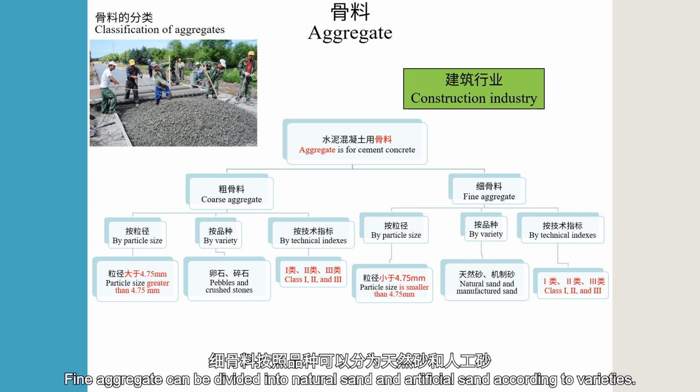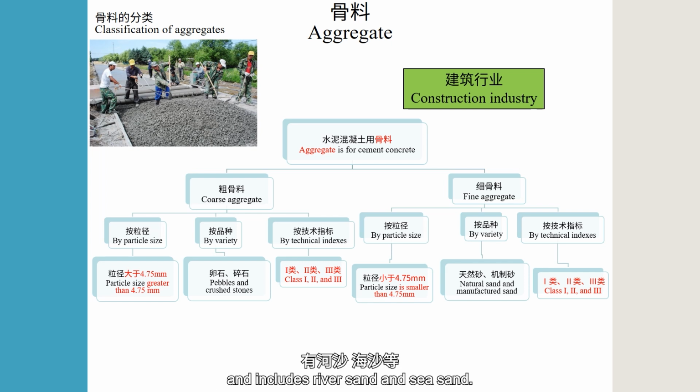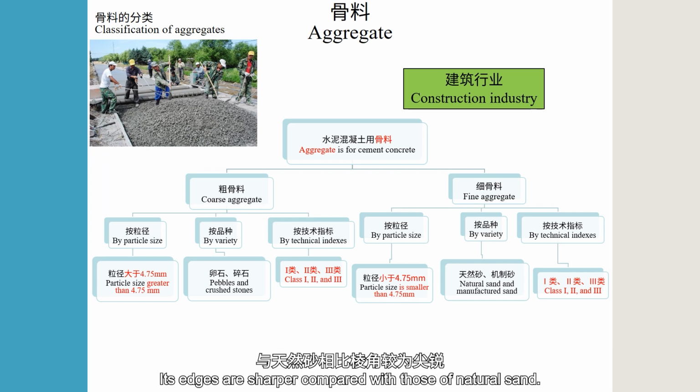Fine aggregate can be divided into natural sand and artificial sand according to varieties. Natural sand is formed when rocks experience natural weathering and includes river sand and sea sand. Artificial sand is formed by the artificial rolling of rock. Its edges are sharper compared with those of natural sand.